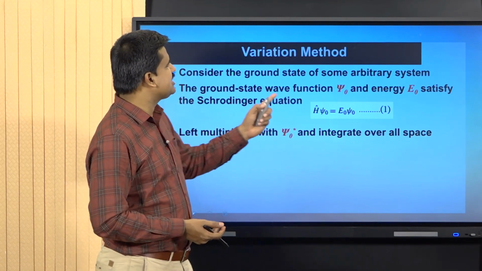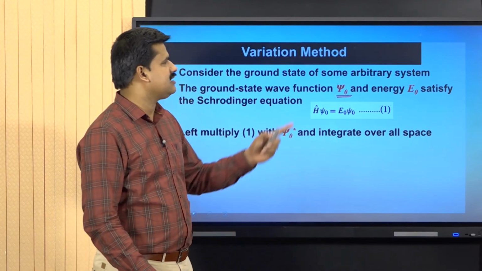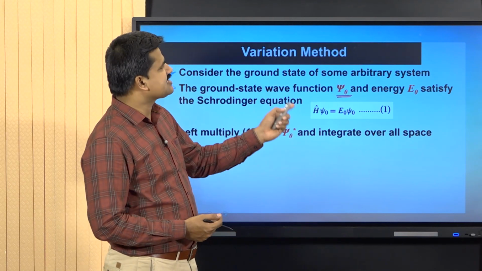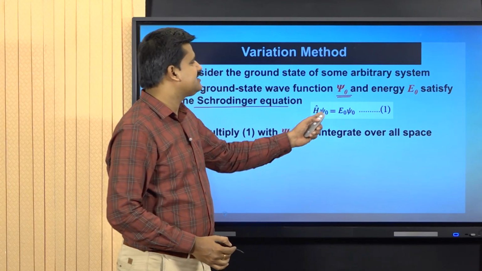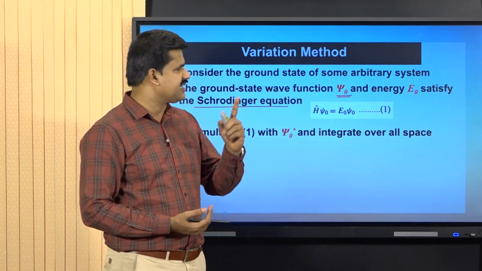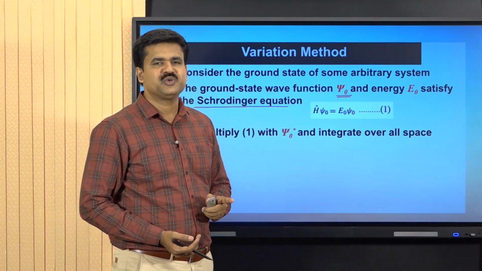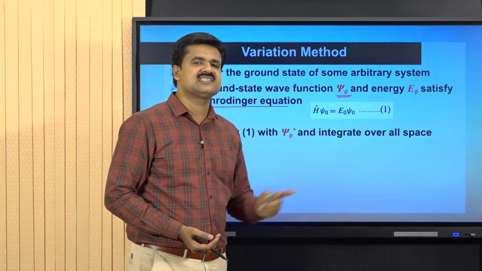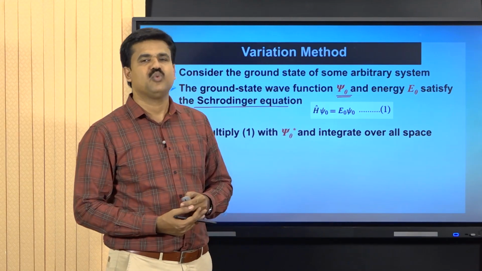The ground state wave function is marked as psi0 and the energy of the system is taken as E0. And psi0 and E0 satisfy the Schrodinger wave equation: H hat psi0 is equal to E0 psi0. Again, the Hamiltonian is the total energy operator corresponding to your arbitrary system, where the ground state wave function is psi0 and the ground state energy is E0. I mark that Schrodinger equation as equation number 1.